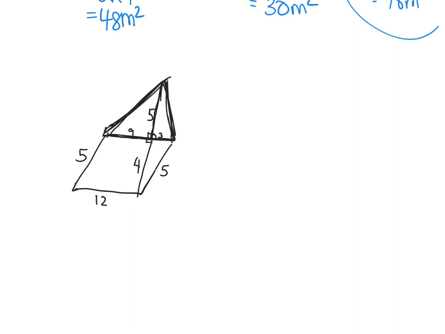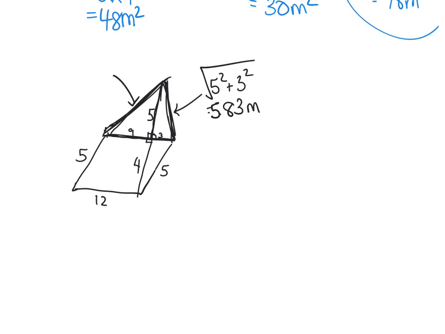Okay, so to find this one, you just go 5 squared plus 3 squared and square root that. I do not know what that is. Should I square root it? Okay, 5 squared plus 3 squared, 34. Square root is 5.83 meters.